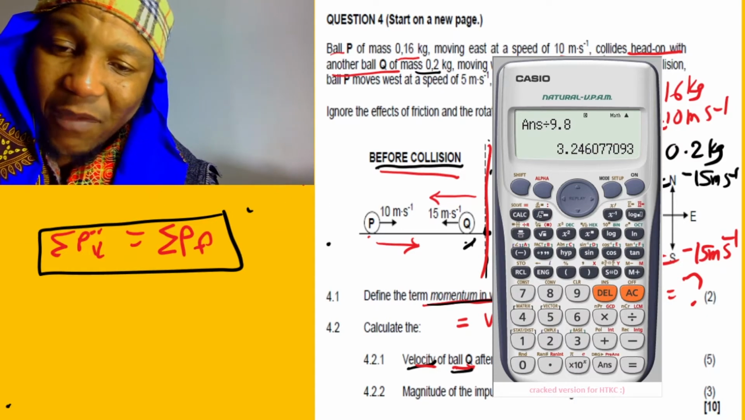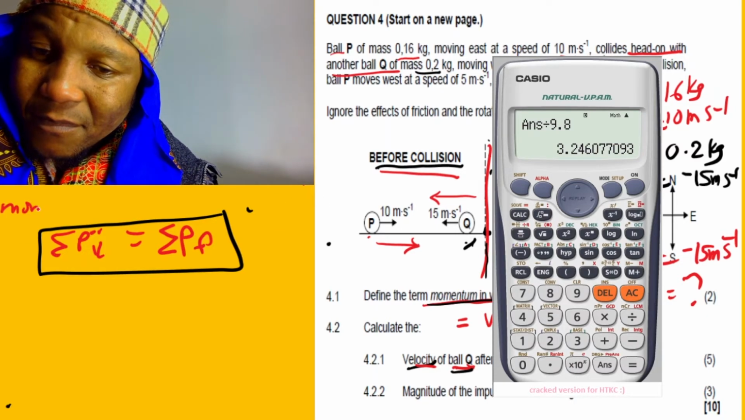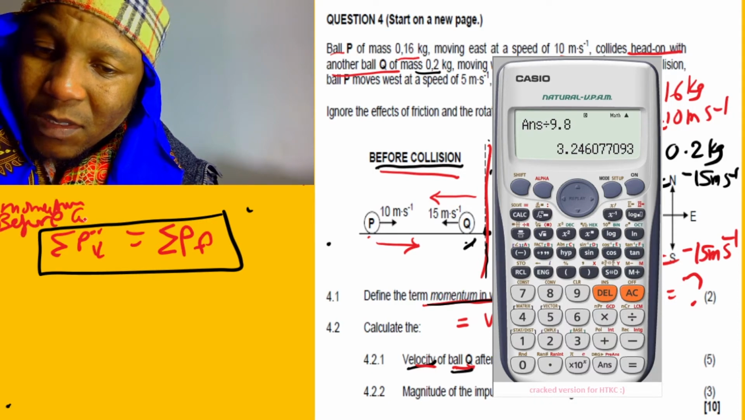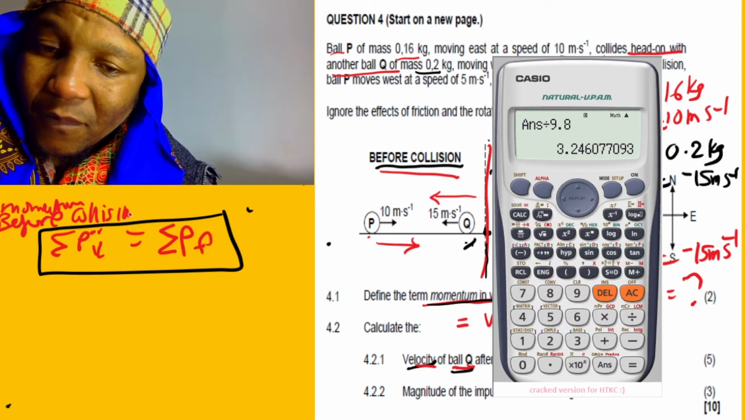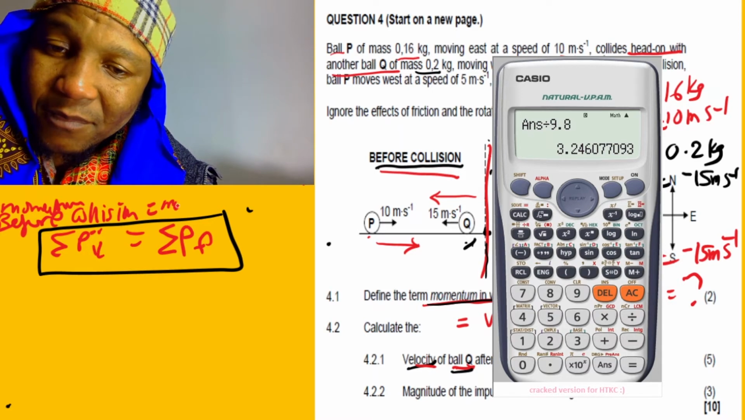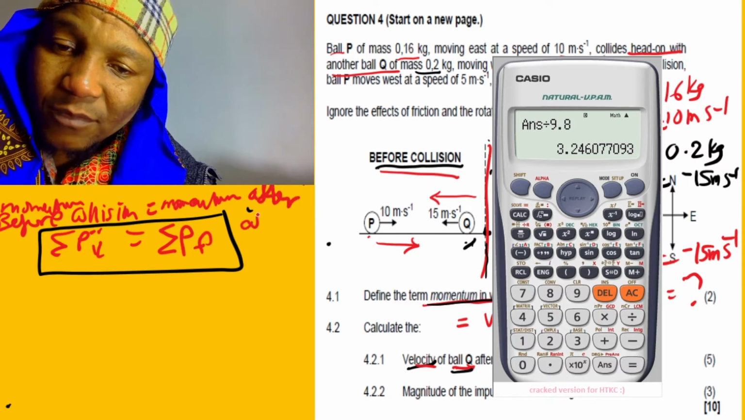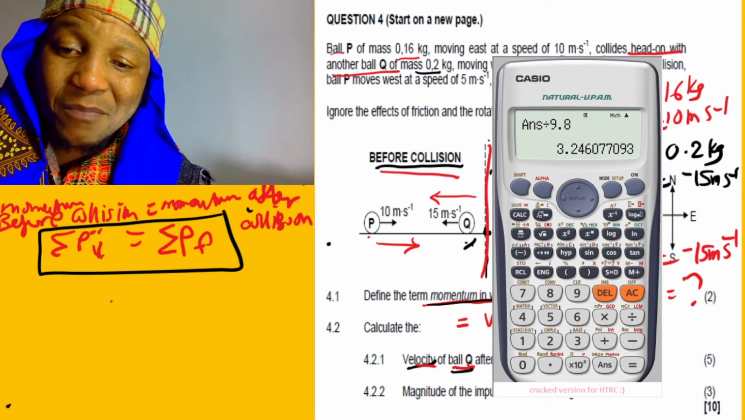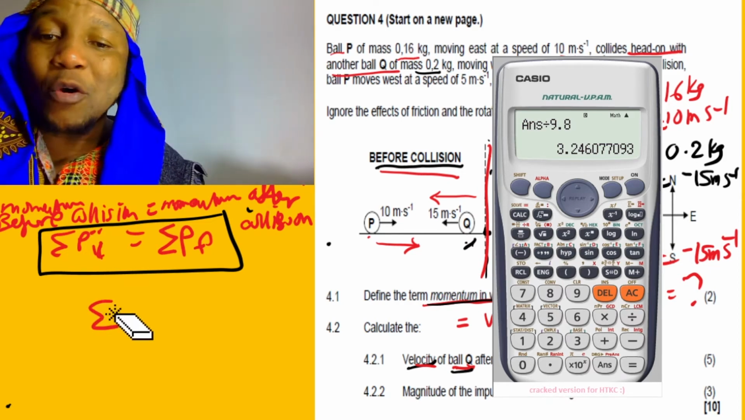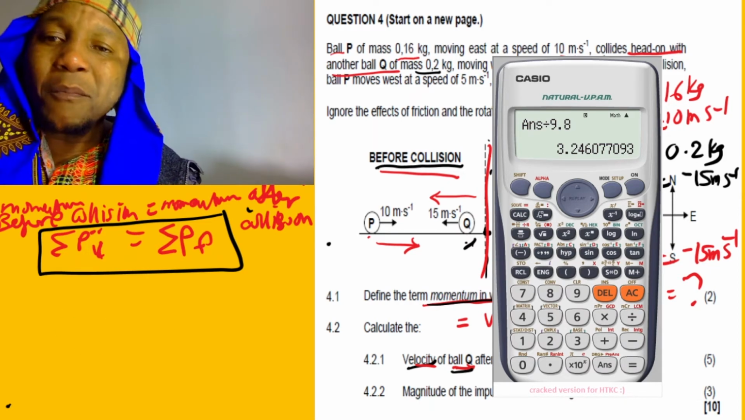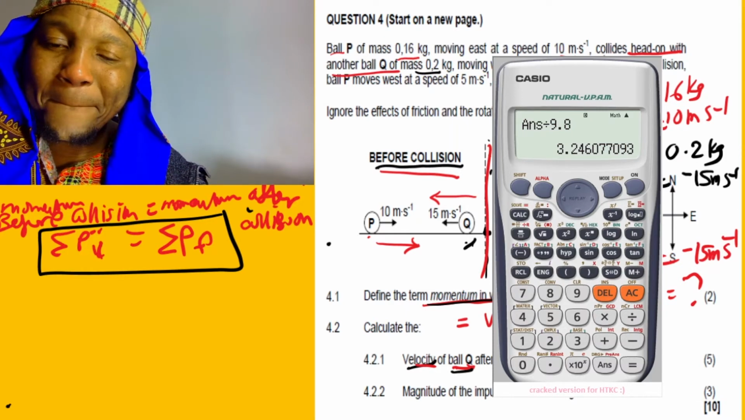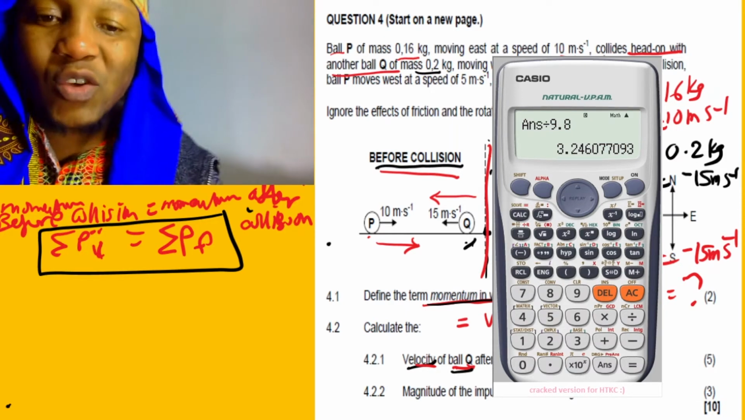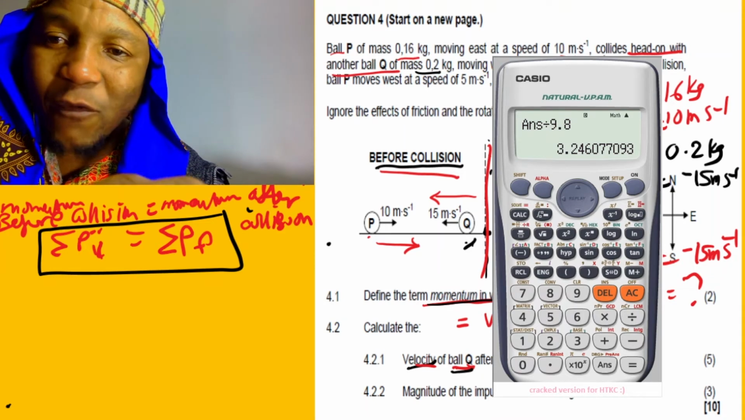So we can say momentum before collision equal to momentum after collision. That's what we say here, sum of momentum. This sign represents the sum of all the momentum. Now, momentum will be represented using the letter what? M, B. So before collision we had two things.